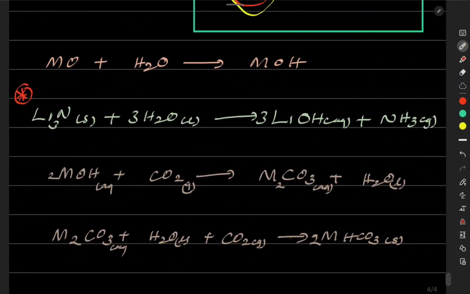When we compare the solubility, these hydrogen carbonates, meaning bicarbonates, are less soluble than metal carbonates in water. Sorry, metal carbonates are more soluble than metal bicarbonates in water.